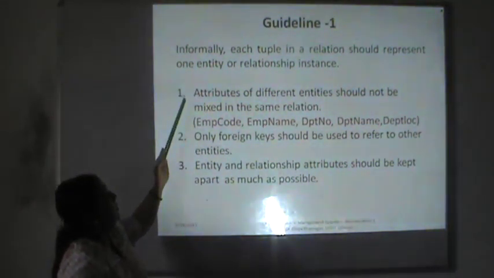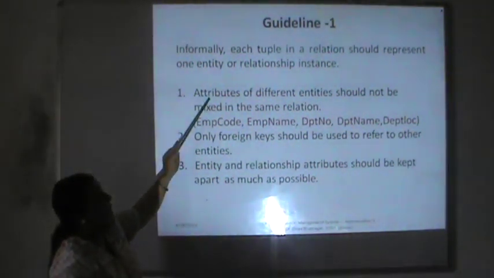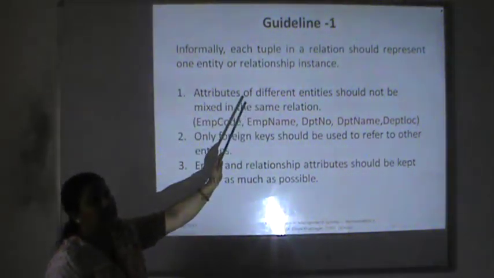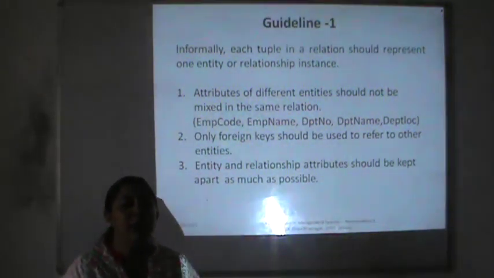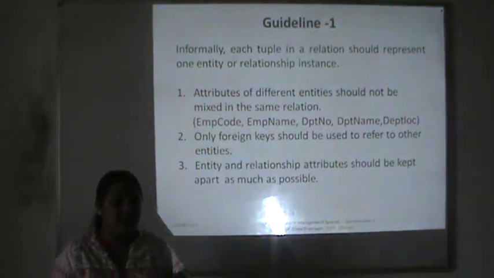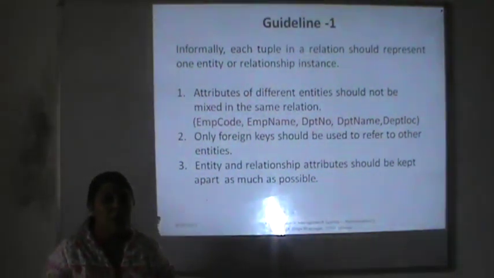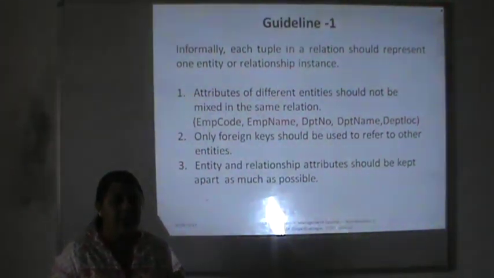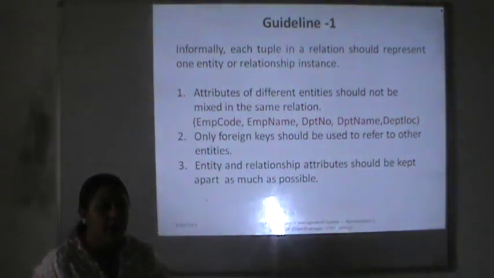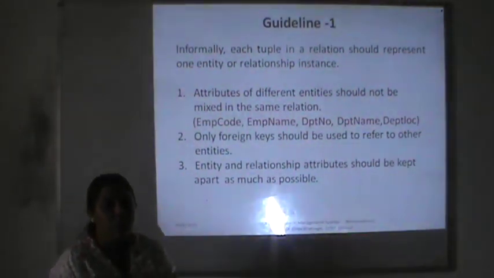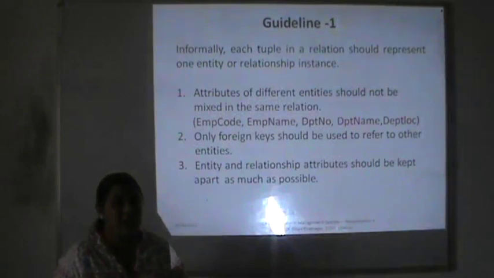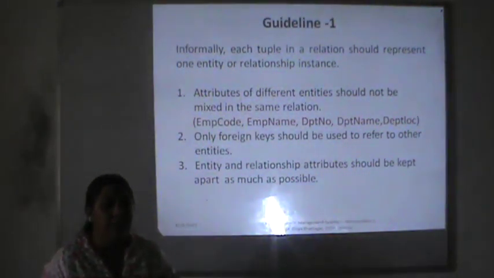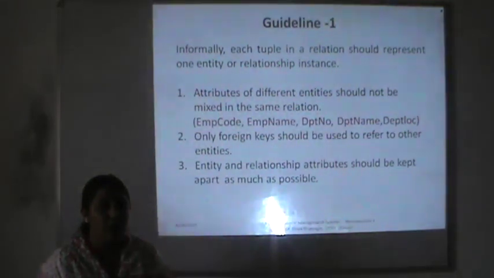So the first point that we should note is that attributes of different entities should not be mixed in the same relation. If there are two entities, one customer and another account, the attributes of customer may be customer number, customer name, customer city, customer's mobile number, and the attributes of an account may be account number and balance in the account. So we should not mix all these attributes into one relation.